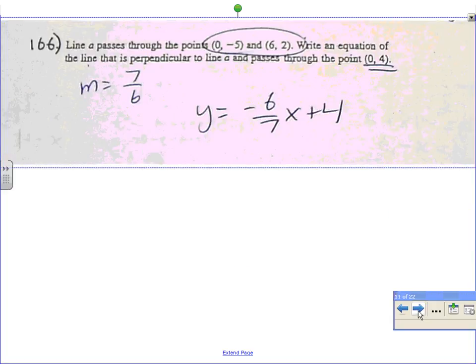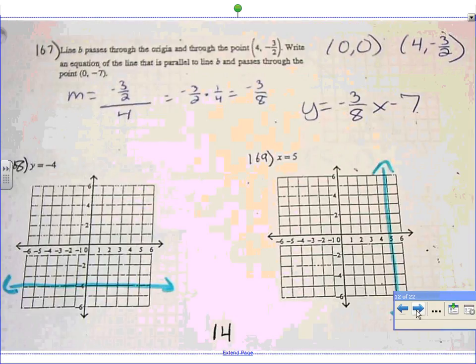Okay, 166, y equals negative 6/7 x plus 4. It has to be perpendicular, so that's why I was just confused myself. The original slope that you should have found was 7 over 6, but you need to flip it, make it the opposite for it to be perpendicular. And then they tell you the y-intercept, which is 4. 167, y equals negative 3/8 x minus 7. This is a hard problem.